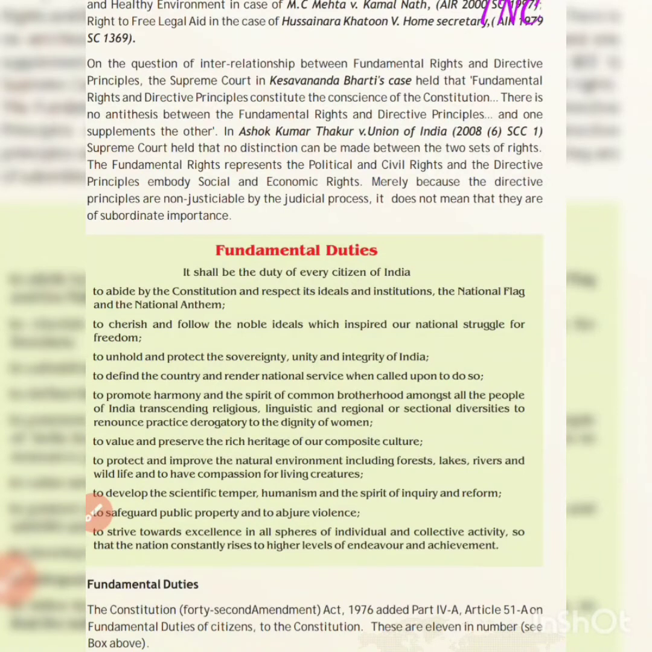Held that conscience means आत्मा है, soul है. There is no antithesis between fundamental rights and DPs, and one supplements the other. एक दूसरे को ये पूरा करते हैं. That is what Supreme Court said.